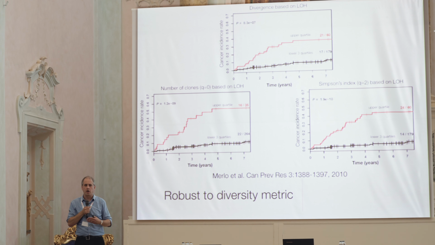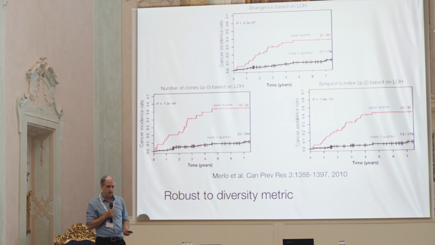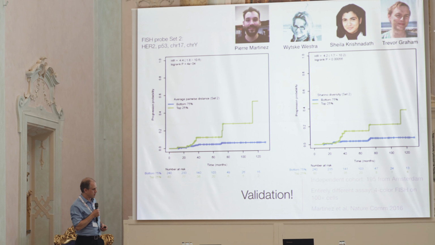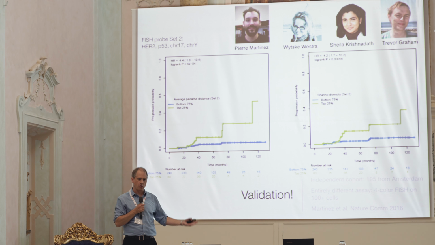That it doesn't matter what you use to measure diversity, it doesn't matter what statistic you use for diversity, give or take a little bit. They all seem to work well, at least in Barrett's esophagus and in a number of other diseases. Another thing that you should understand in cancer biology in general is that we don't change clinical practice unless you can show something works independently in different cohorts.